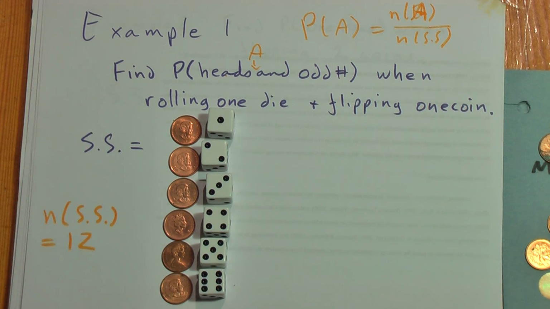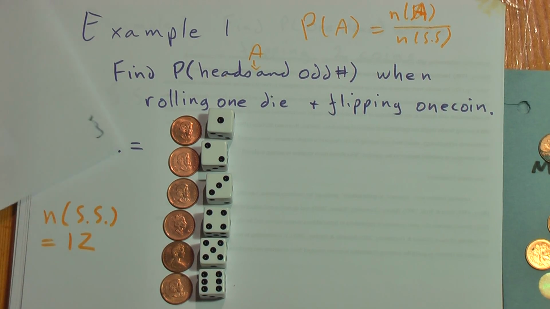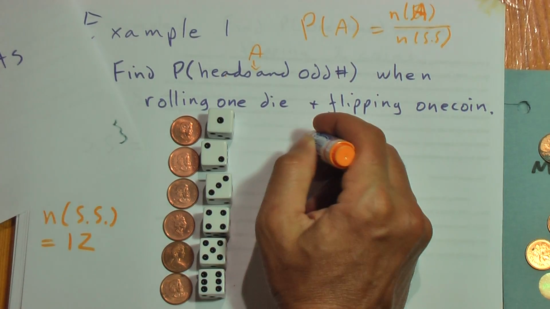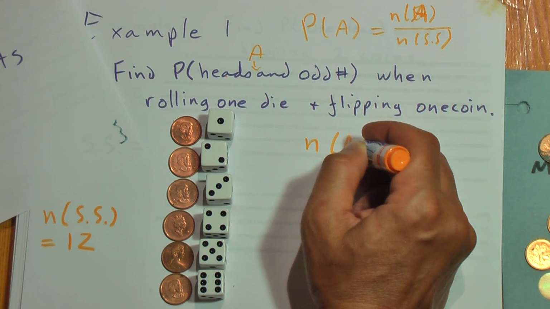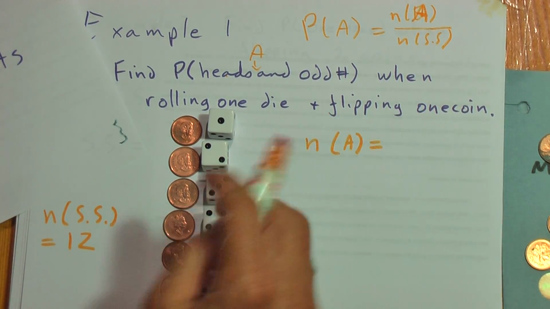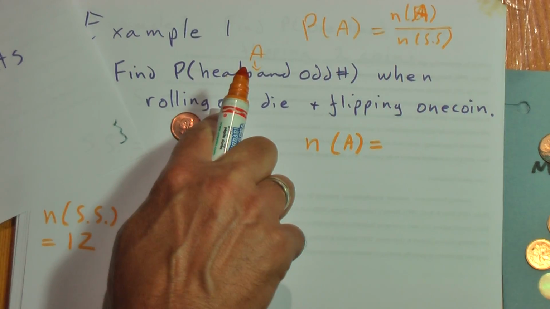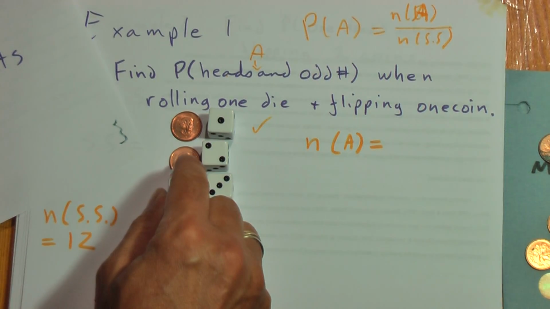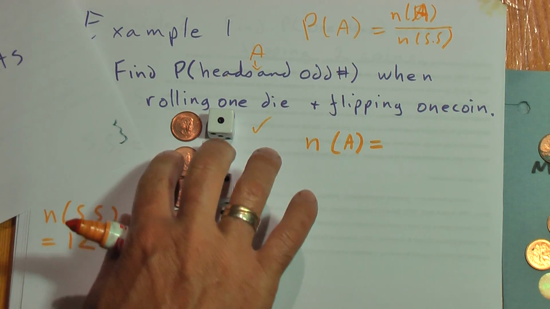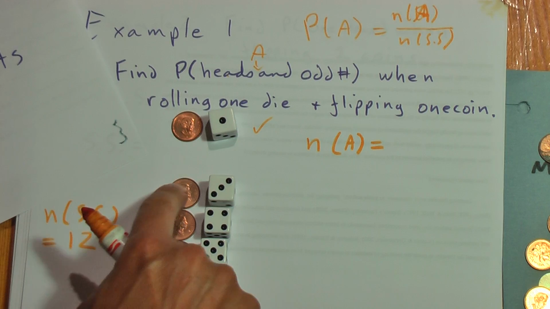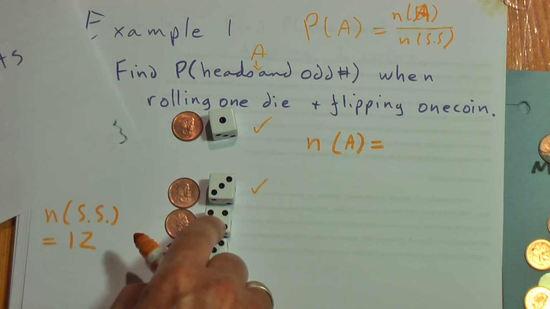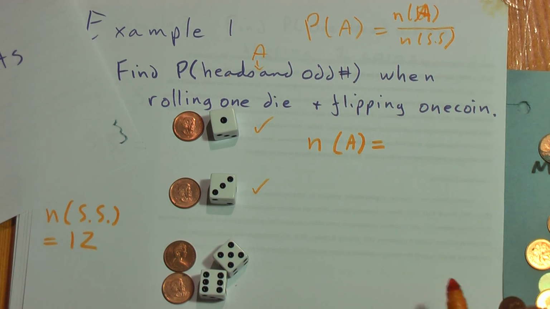Okay, let me just cover this up so we know we're not dealing with the sample space anymore. We know the size of the sample space is 12. Now we're finding just the event, the number in A. So is this heads and an odd number? Yes, 1 is an odd number, we have a head. That's a pair. That one's in. Head, yes. Not an odd number, so that one goes out too. Head, yes. 3 is an odd number. That one stays. Head, yes. Even number. That one goes.